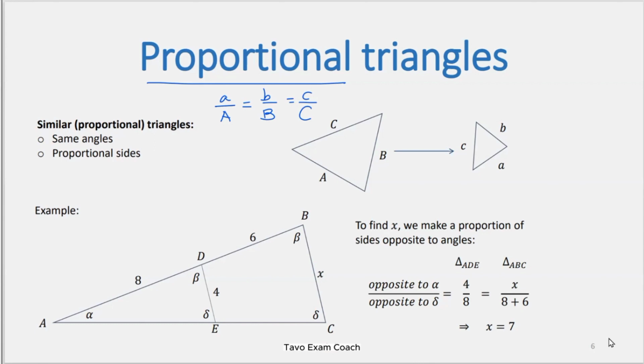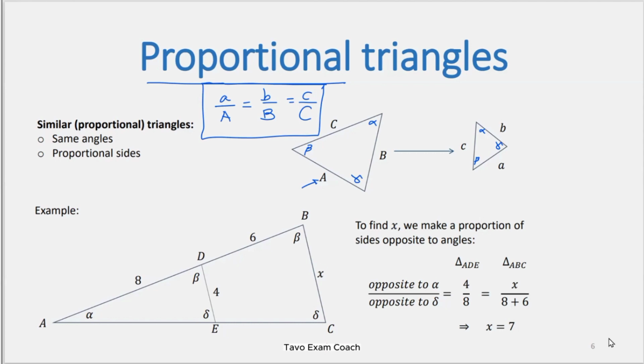For example, here, the angle opposite to this side A should be alpha. So here must be alpha 2. If here is beta, here should be beta 2. If here is gamma, you should have gamma here. You can establish proportions using sides that are opposite to the same angles. And this you can use to solve unknown segments or lengths in a figure.